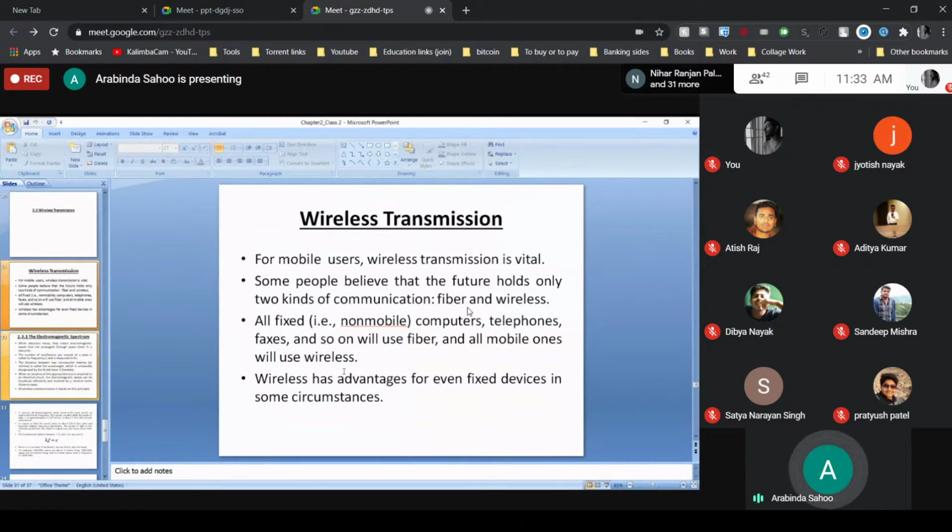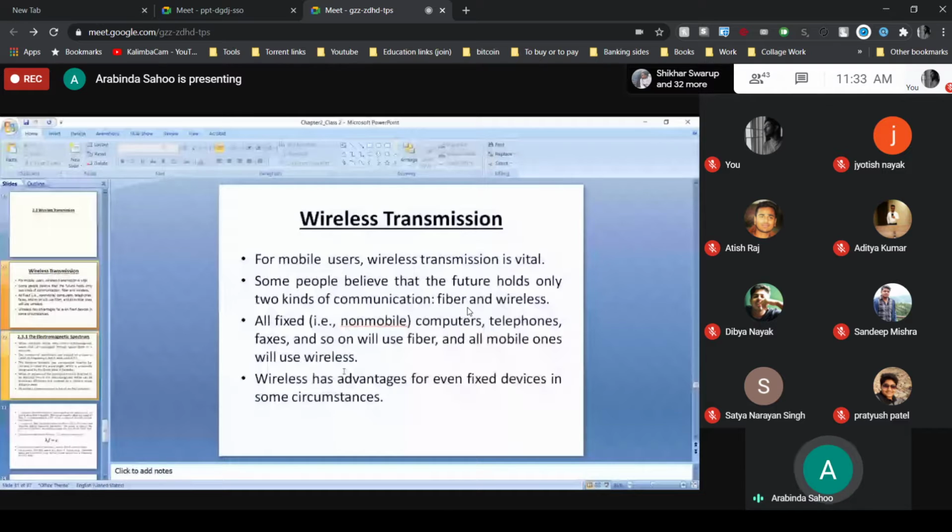So nowadays some people, if you compare wired connections, that is fiber optics, coaxial cable or twisted pair, believe that if you look into the future, the future holds only two kinds of communication. Number one is fiber optics communication. Number two is wireless communication.